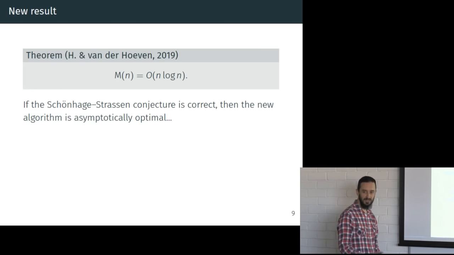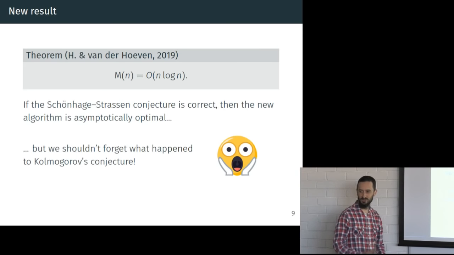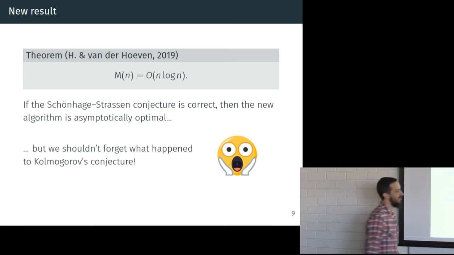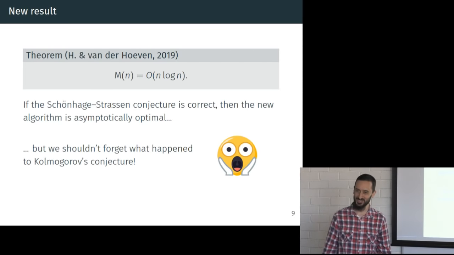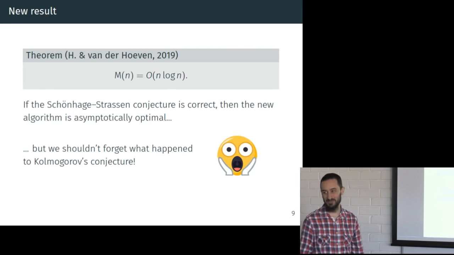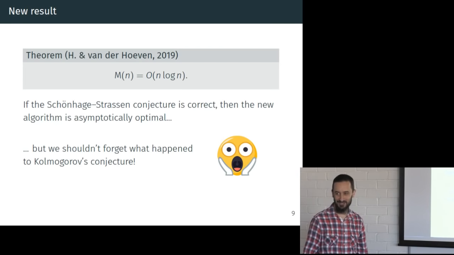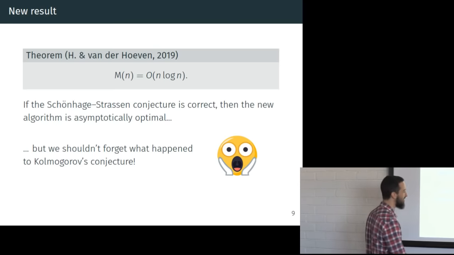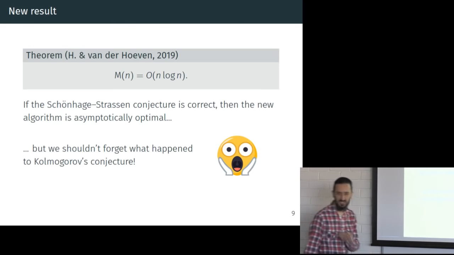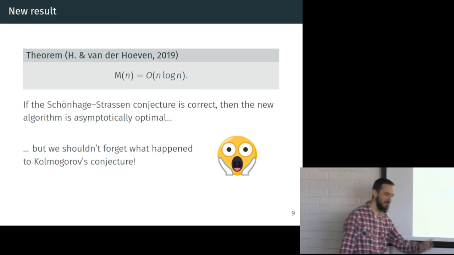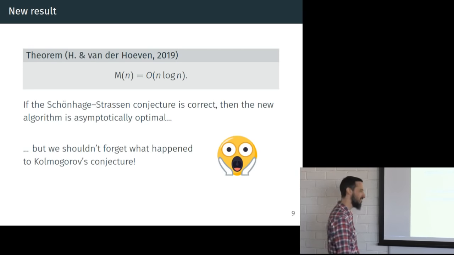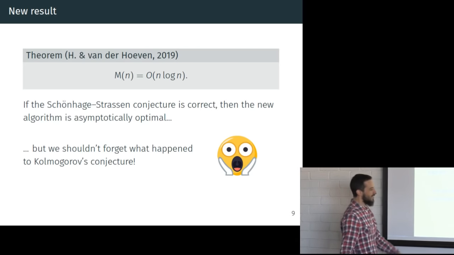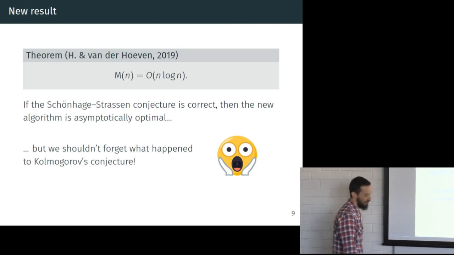Okay, but I want to remind the audience what happened to Kolmogorov's conjecture, and what our reason is for thinking that n log n is the best you can do. Pretty much. Well, we've been trying for a while, right? There are some partial results. There are some conditional lower bounds. There are some lower bounds if you make more assumptions about the computational model. But honestly, I don't find them all that convincing altogether. Anyway, that's a much harder problem.